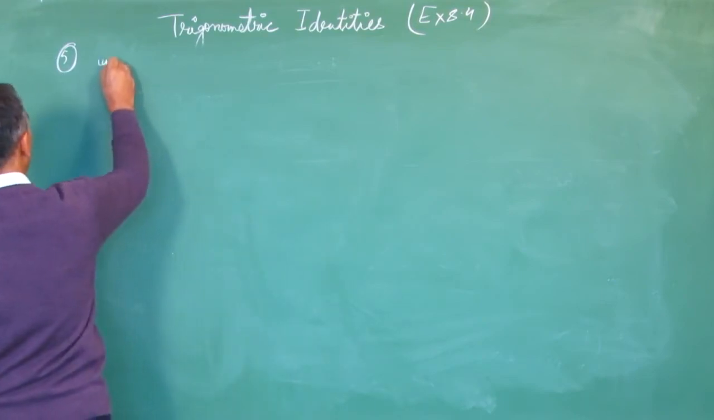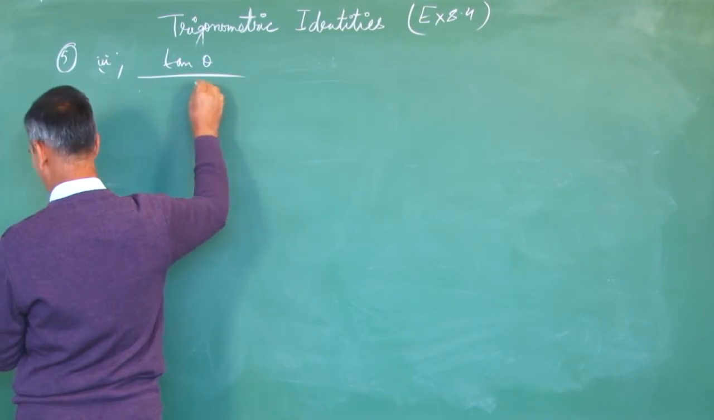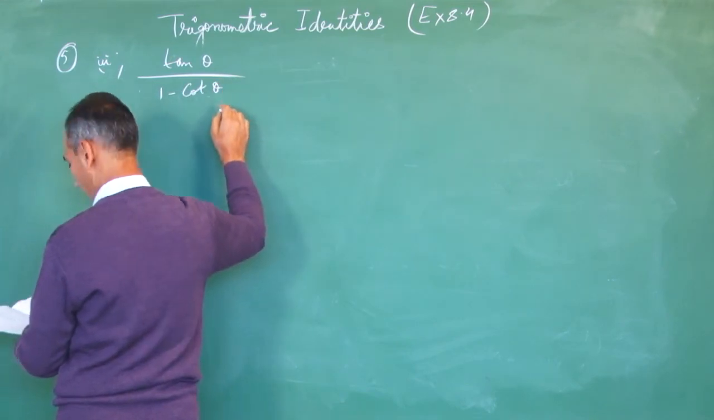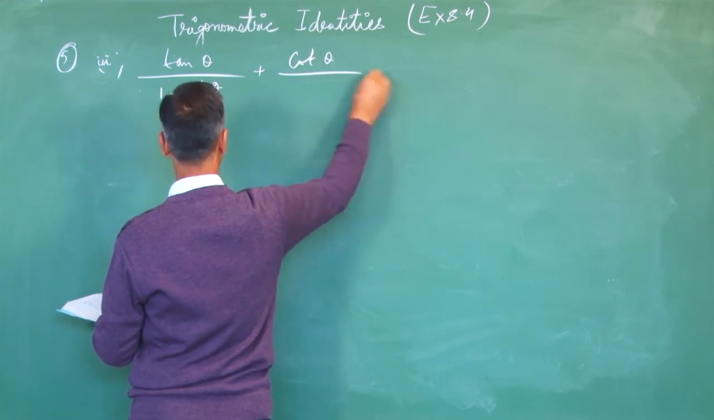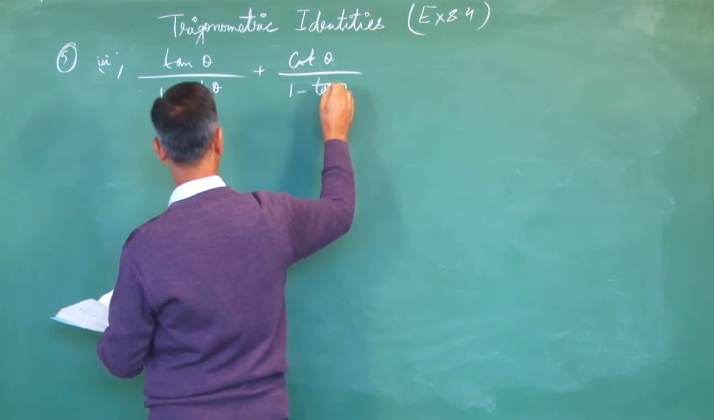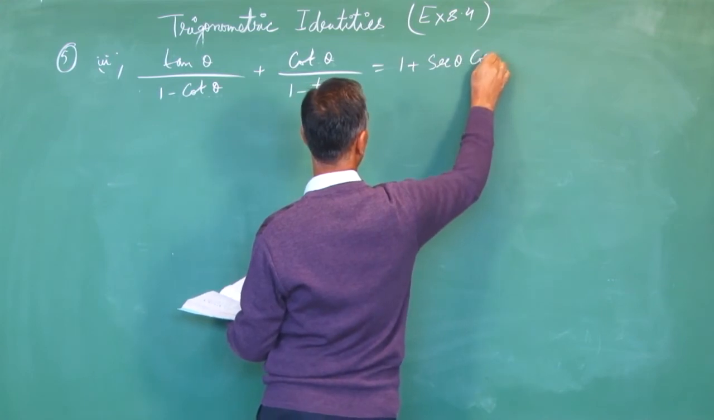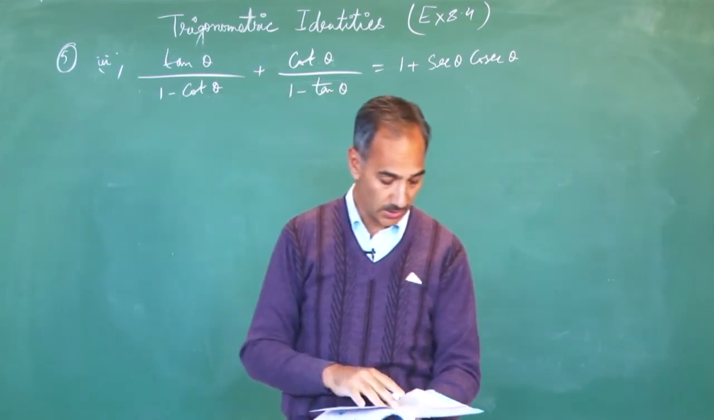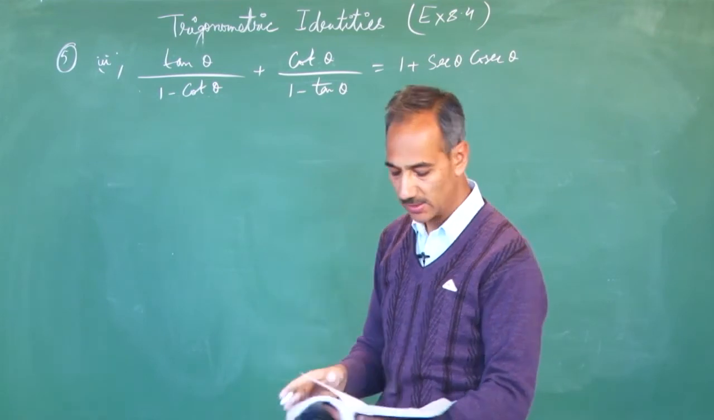This is question 5, part 3, trigonometric identities. Prove that tan of theta divided by 1 minus cot of theta plus cot of theta divided by 1 minus tan of theta. We have to show this is 1 plus secant theta into cosec theta. It's a big sum, my dear friends. Tan upon 1 minus cot plus cot upon 1 minus tan is 1 plus secant into cosec.